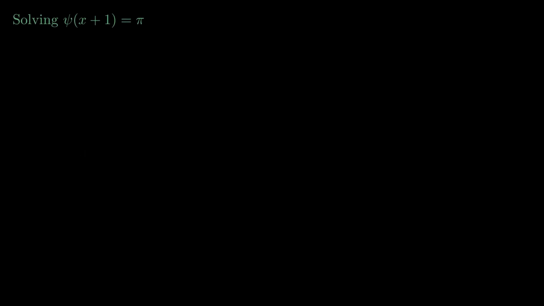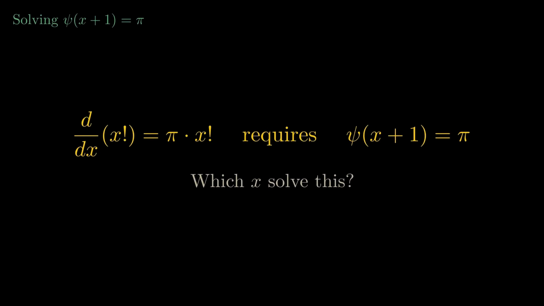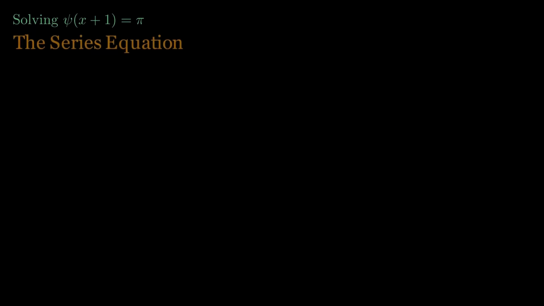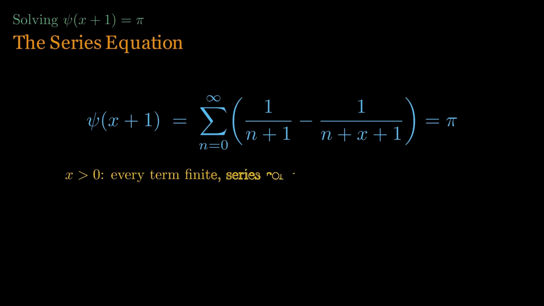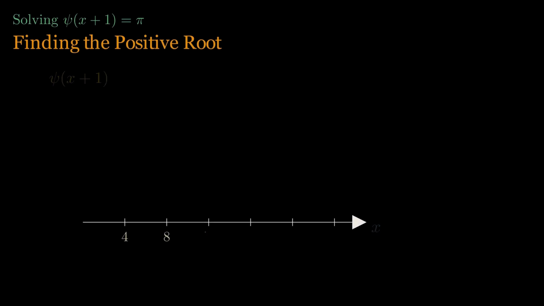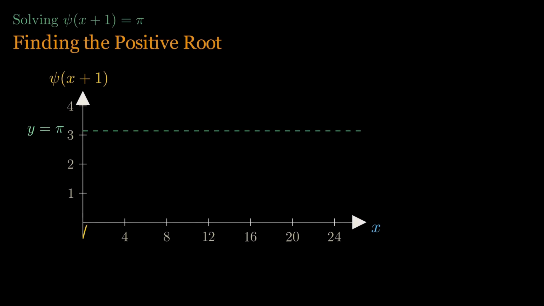We have now reduced the original problem to solving psi of x plus 1 equals pi. For positive x, the series behaves nicely. Every term stays finite, the series converges, and the digamma function increases steadily. That means, on the positive side, we should expect at most one solution. Now let's visualize it. This yellow curve is psi of x plus 1, and the dashed horizontal line is y equals pi. As x increases, the curve rises slowly but continuously.